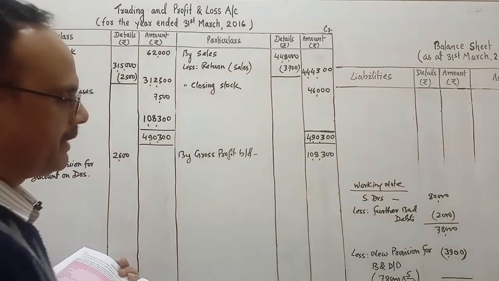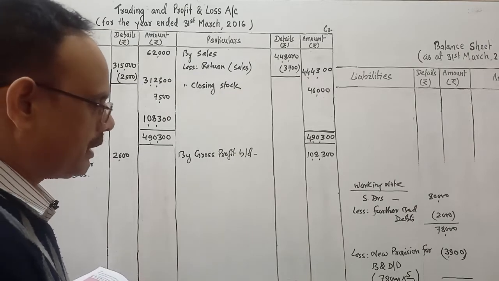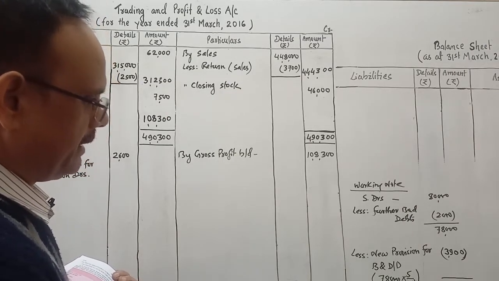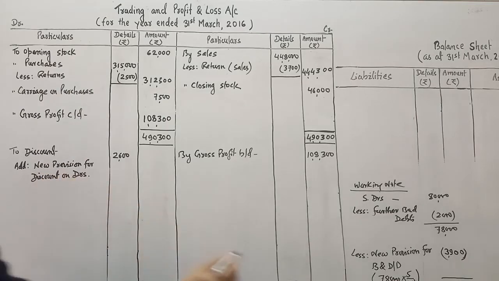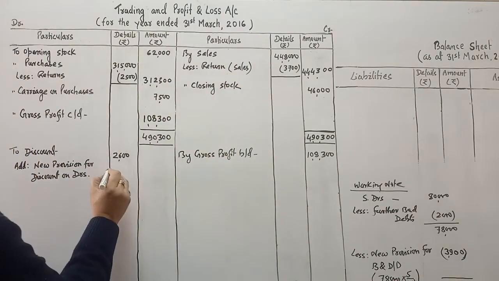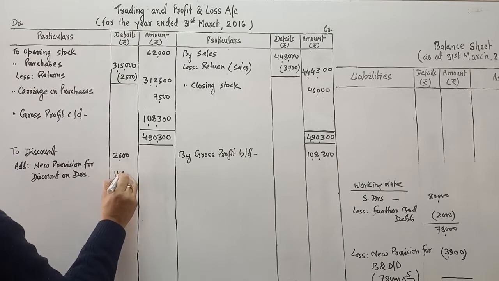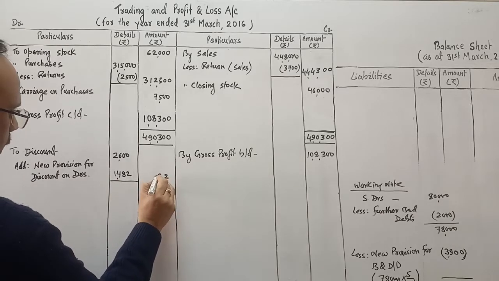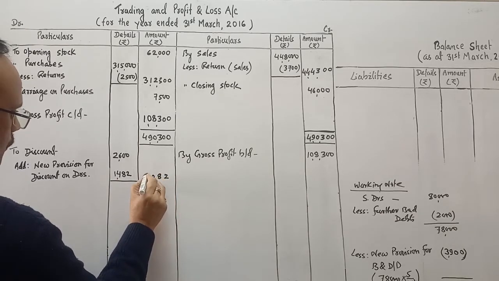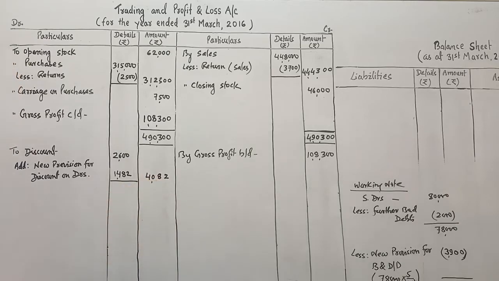After deduction the amount is 72,618. So here you write the new provision for discount on debtors, this amount 1,482. In the outer column this will be 4,082.